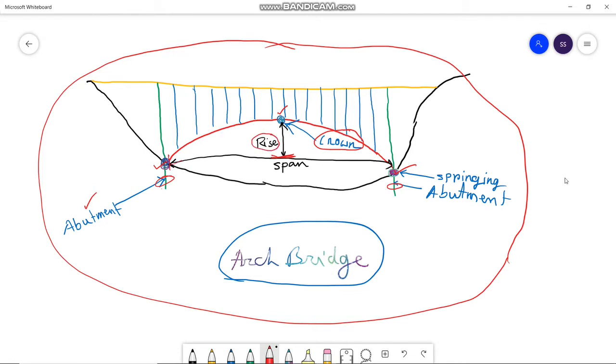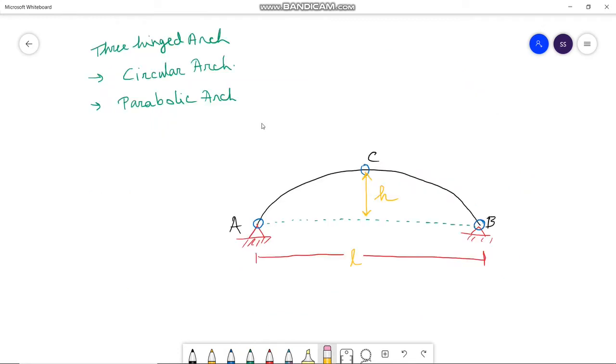And this is the span of this arch, from here to here. One thing to be remembered specifically: this is the crown, the topmost point of the arch. This is the arch. The arch starts from here and ends here. So from here to here, the curved red drawing is the arch. In our current study, we will be analyzing the three-hinged arch.